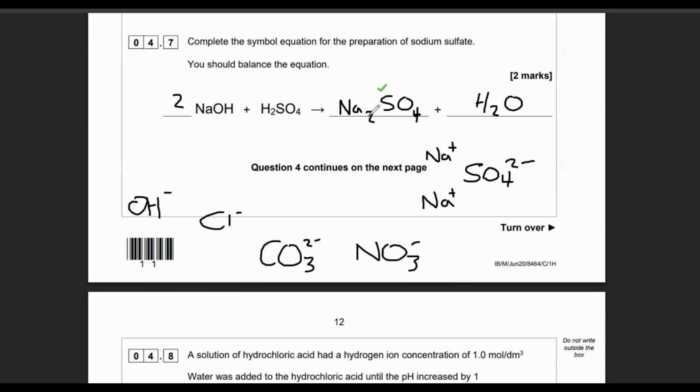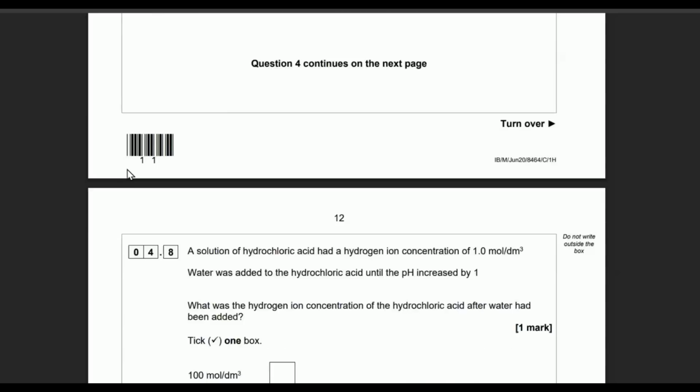So four hydrogen, I need a two here. Two times H2, there's H2 there, there's two times H there, that's four H's. I've got two single O's there, and I got two times O there. We're balanced. I needed a two in front of the H2O. Right, I had issues. Let's move on. Right, 4.8.